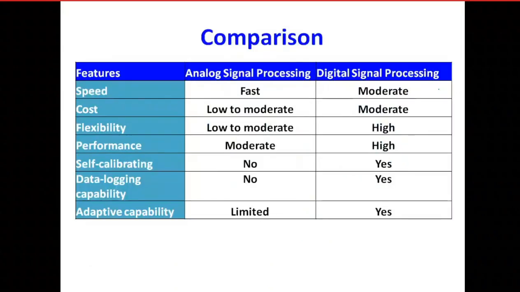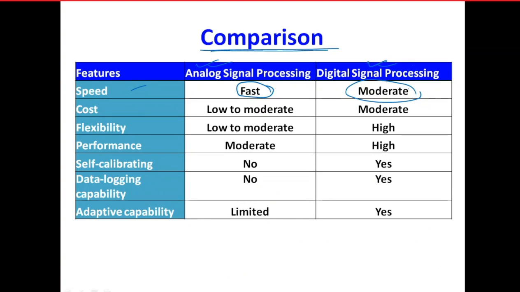Now let us make a comparison between analog signal processing and digital signal processing. Speed: analog is quite fast, and digital signal processing is usually moderate because it has to do a lot of calculation. However, speed wise, analog may be fast if you are implementing smaller circuits. If you go for a very complex circuit, then compared to the analog system, the digital signal processing system may be a bit faster.